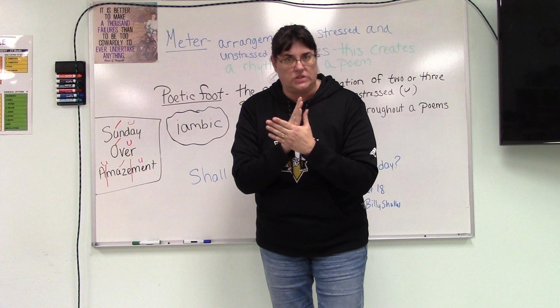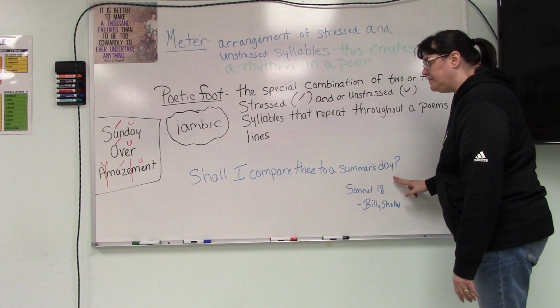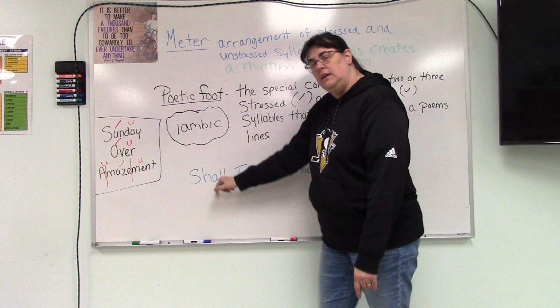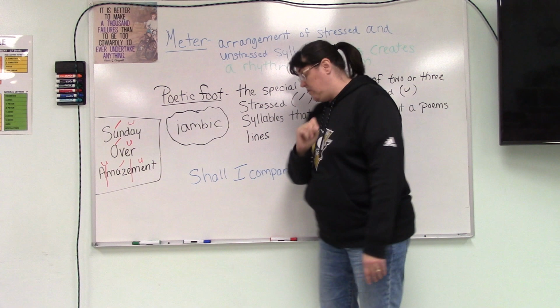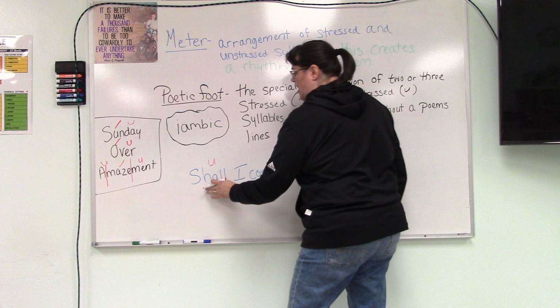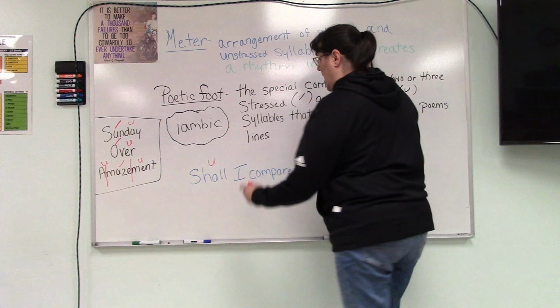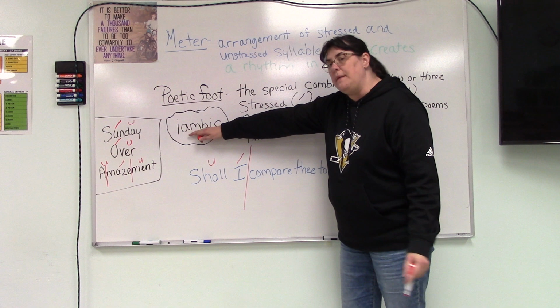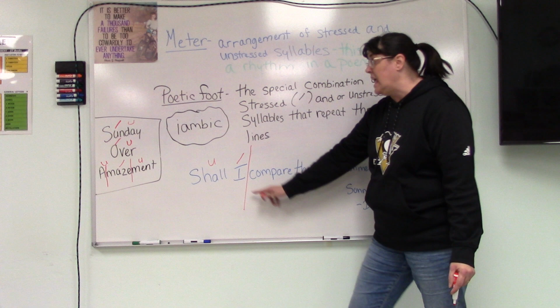So, iambic. Shall. Is that one syllable, is it not? Okay. So I would put the unstressed for shall. What's the second one? I is stressed. Shall I? Okay. And then I'm going to draw my line here because now I'm doing iambic, which is two syllables. Every two syllables, I'm going to draw this line. But for it to be iambic, it's got to be unstressed and stressed.